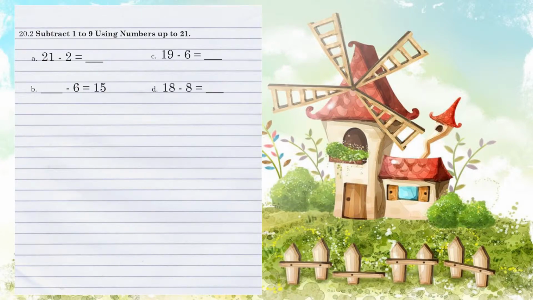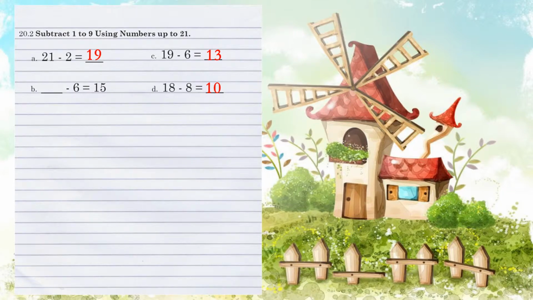Example 20.2. Subtract 1 to 9 using numbers up to 21. Example A. 21 minus 2. Let's just count backwards on this one instead of the borrowing technique. 21 to 20 to 19. There's our 2 spots. Means that 19 is our answer.